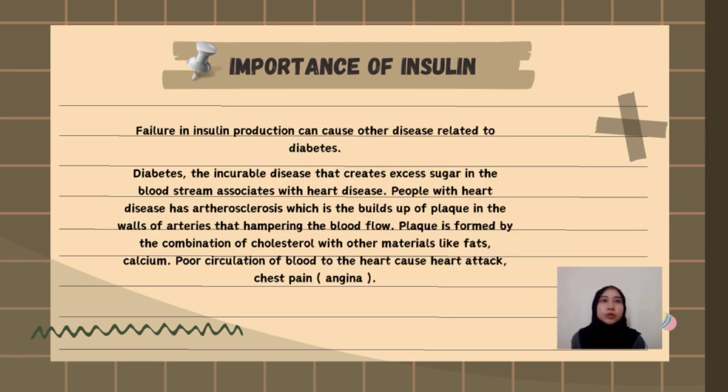Failure in insulin production can cause other diseases related to diabetes. Diabetes, the incurable disease that creates excess sugar in the bloodstream, is associated with heart disease. People with heart disease have atherosclerosis, which is the build-up of plaque in the walls of arteries that hampers blood flow. Plaque is formed by the combination of cholesterol with other materials like fats and calcium. Poor circulation of blood to the heart causes heart attack, chest pain, or angina.